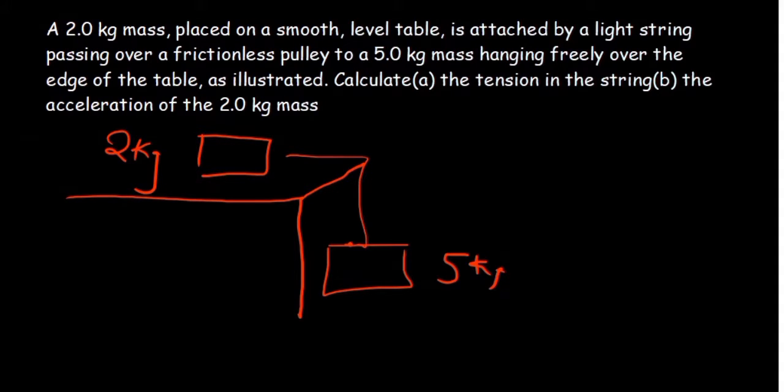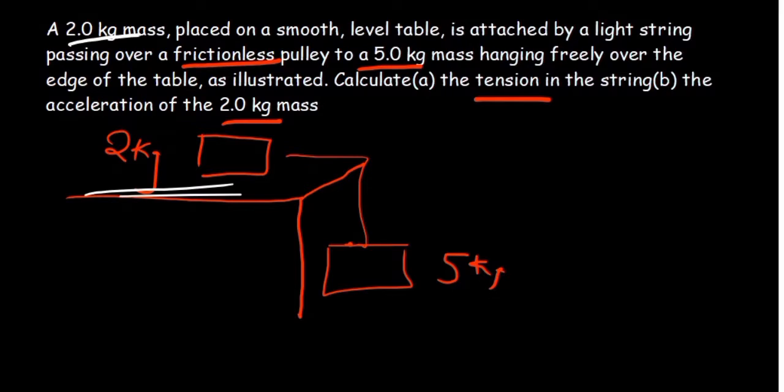Okay, we are on the next question, a different case, which requires you to pay very much attention. A 2 kilogram mass pressed on a smooth level table. So we have a table where it's smooth, so it's frictionless, there's no friction, to a 5 kilogram mass hanging freely, as we can see. It's hanging down over the edge of the table as is illustrated. Calculate A, the tension, B, the acceleration.